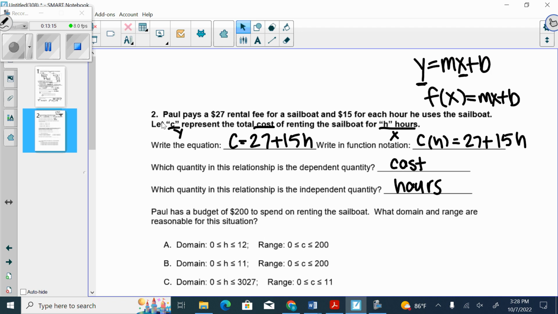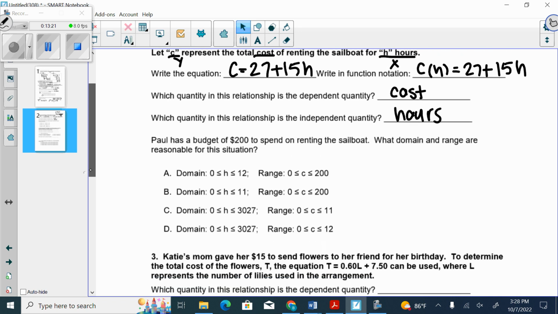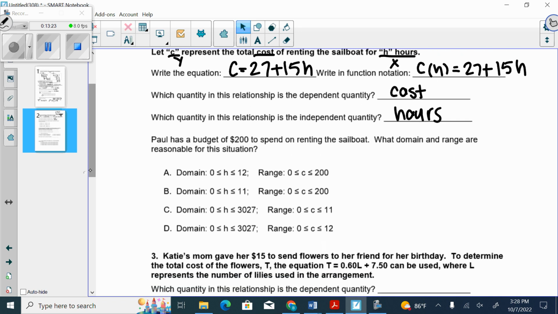Okay. So then they ask us a multiple choice question about what the domain and range for this scenario would be. So it says Paul has a budget of $200 to spend on renting the sailboat. What domain and range are reasonable for the situation? So remember, our domain is our x, right? And we said that our x is the hours. So for a domain, I'm only talking hours that they could spend on this boat.